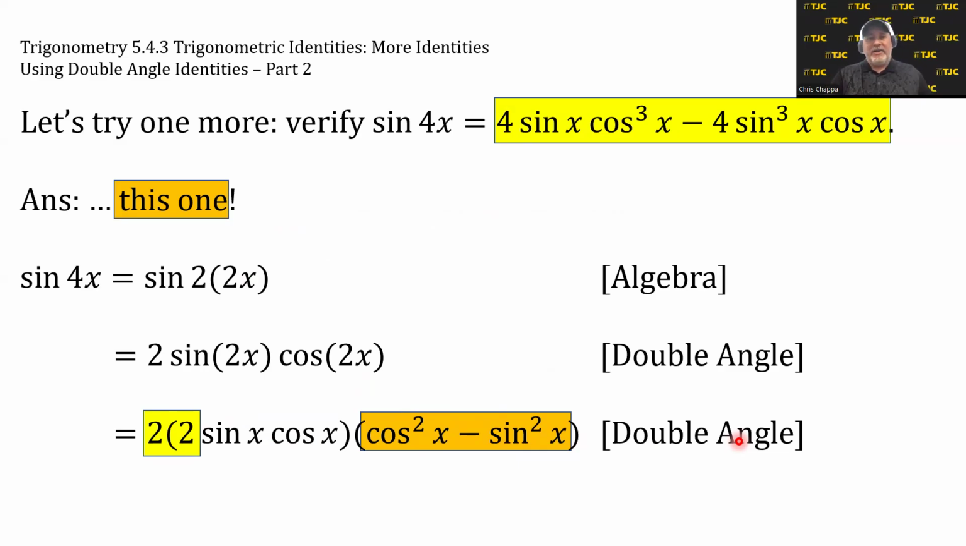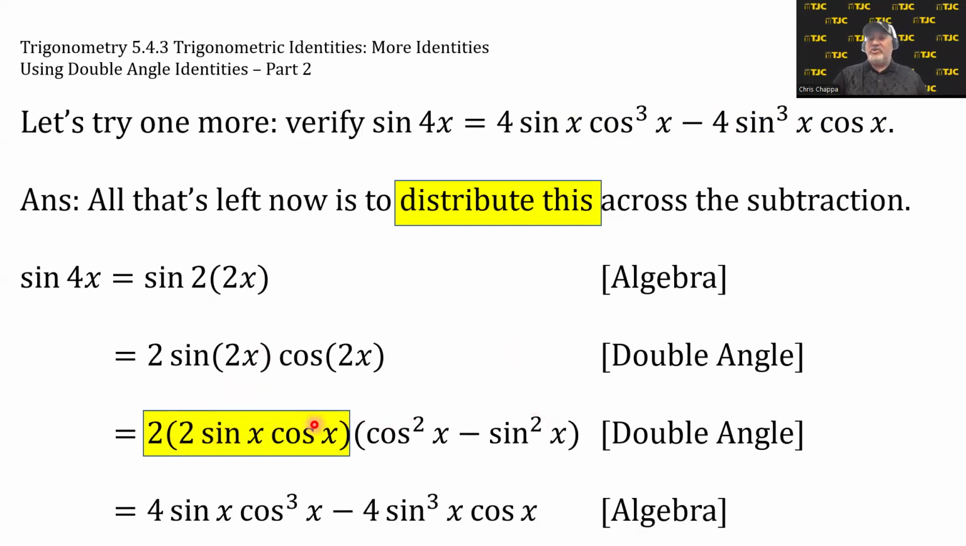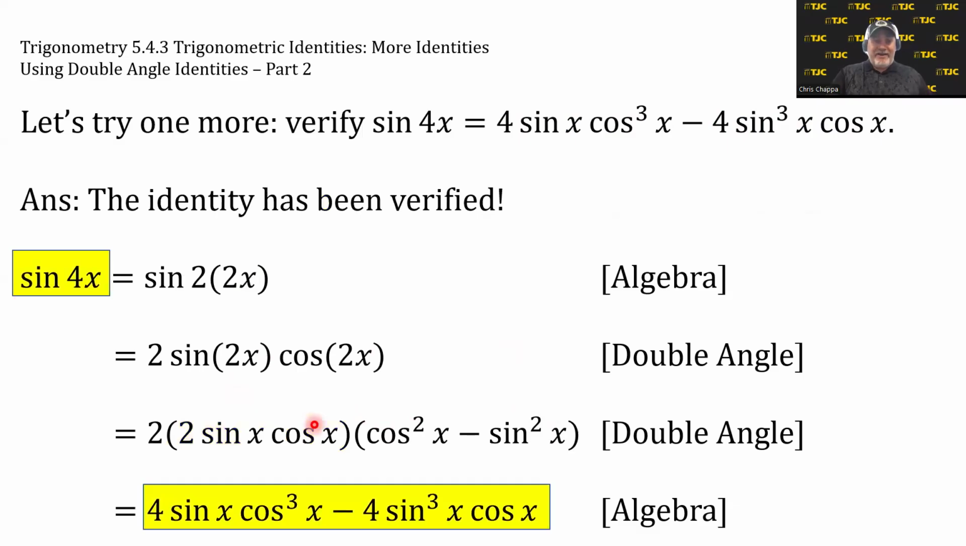At this point, we're practically home free because all that's left now is to distribute this across the subtraction. We would get 4 sine x cosine cubed x and 4 sine cubed x cosine x, which is exactly what we wanted. The identity has been verified.